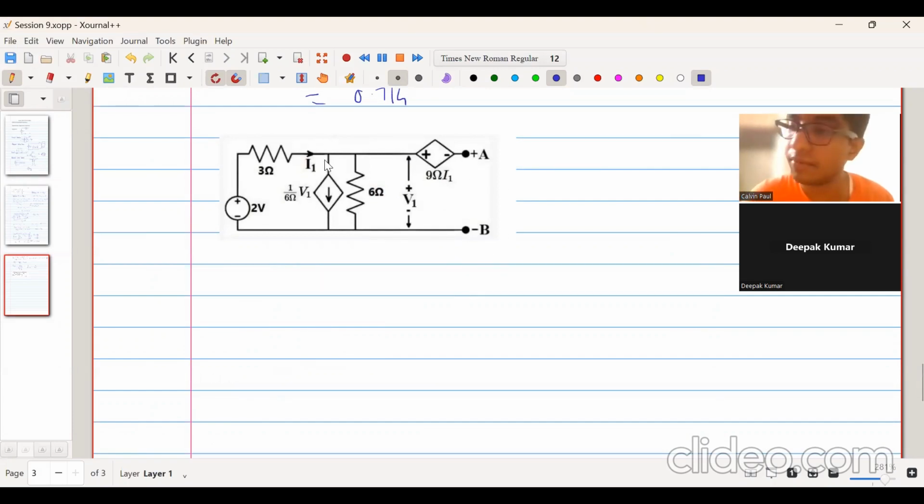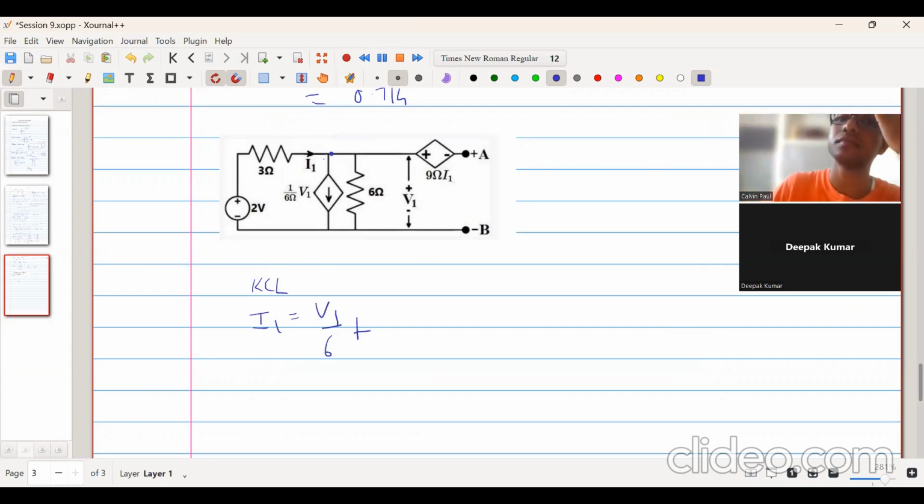So we will apply KCL at this node. If we apply KCL, what do we get? I1 is equal to V1 upon 6 plus what? You tell me, what is the current which is flowing in this direction? Zero. So this we have to ignore. From here V1 upon 6 current is flowing, and from here also V1 upon 6 current is flowing, because this voltage is V1. So I1 is equal to V1 upon 6 plus V1 upon 6, so it is V1 upon 3.